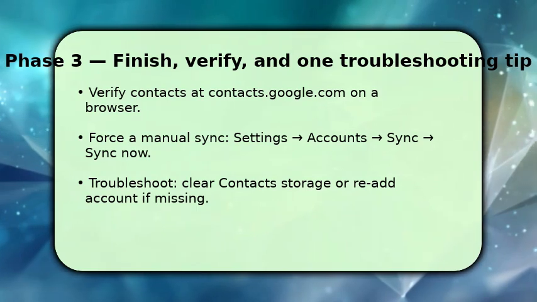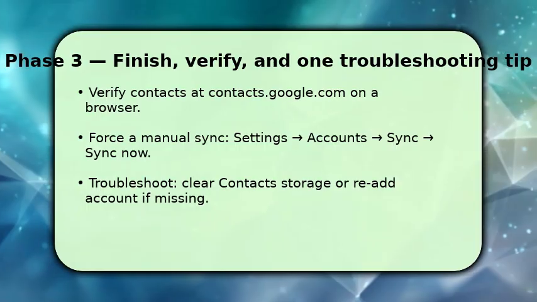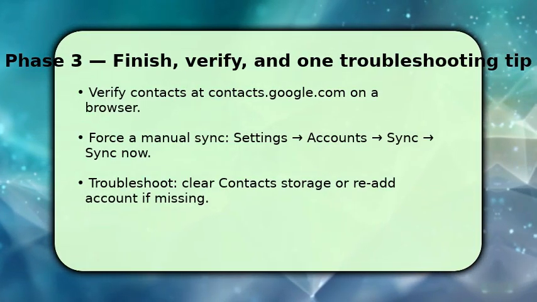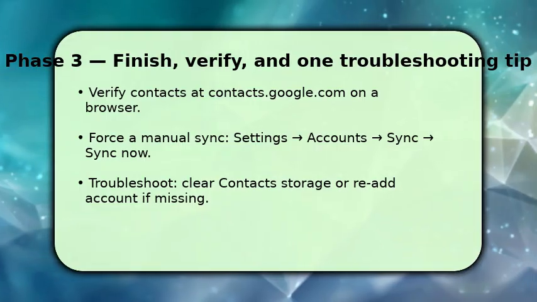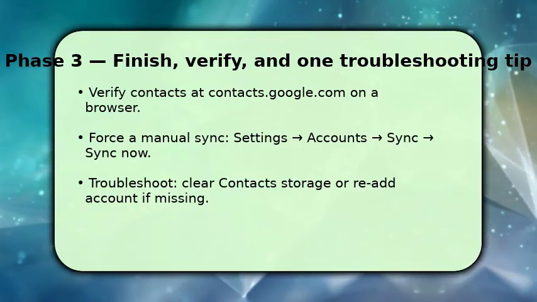Finish by confirming the sync succeeded. Open a browser and check contacts.google.com, or refresh the Contacts app on your phone. If some entries are missing, force a manual sync via Settings > Accounts > Google > Sync now, and restart the device afterwards.